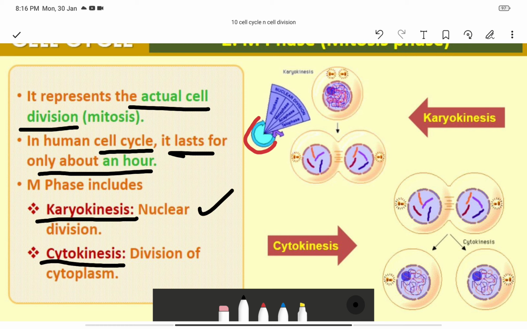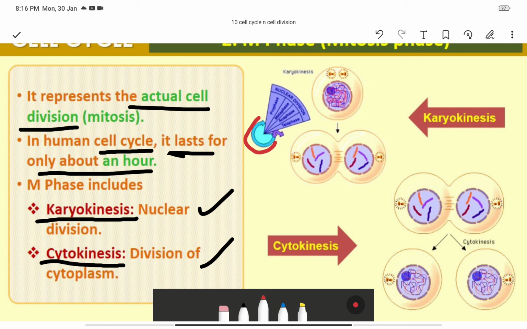Cytokinesis means division of cytoplasm. Nucleus division is followed by cytokinesis. The M phase consists of two phases: karyokinesis, which means division of the nucleus, and cytokinesis, nothing but division of cytoplasm. Here in this picture they have mentioned it.